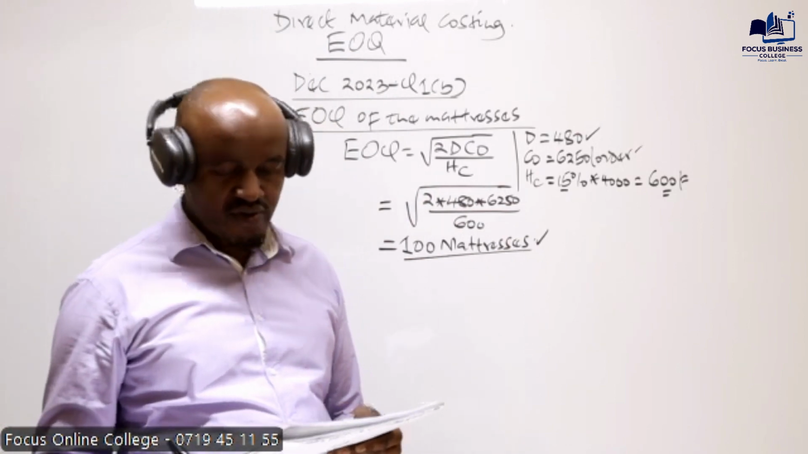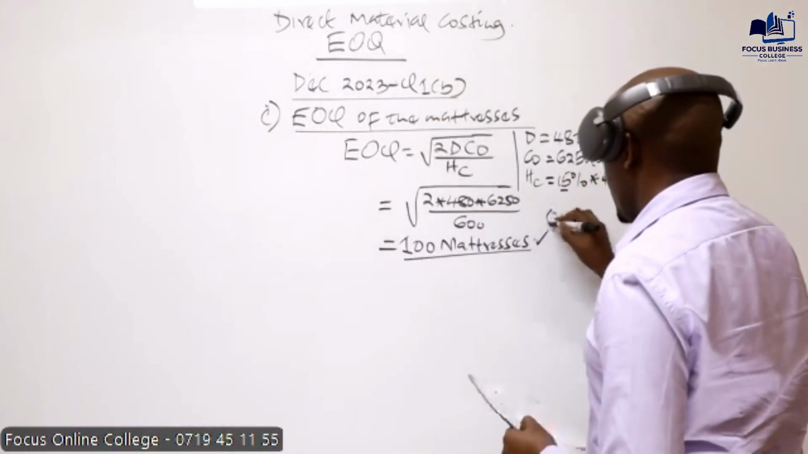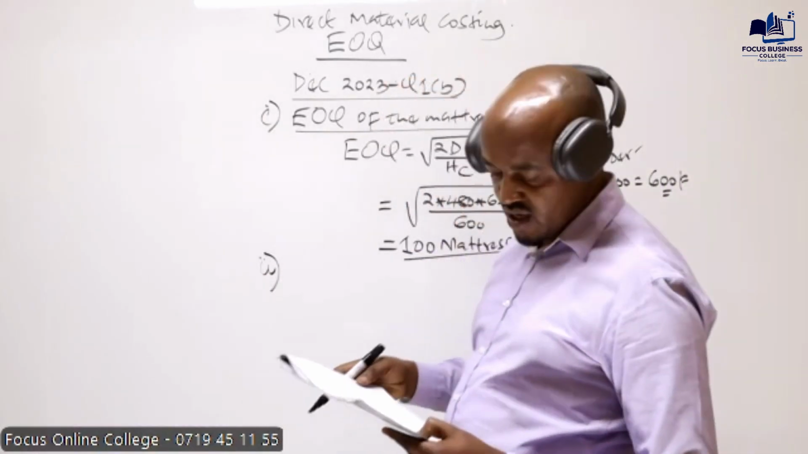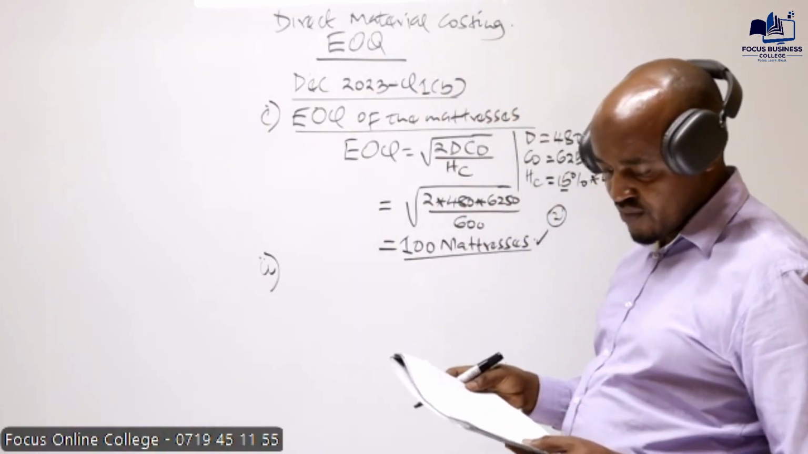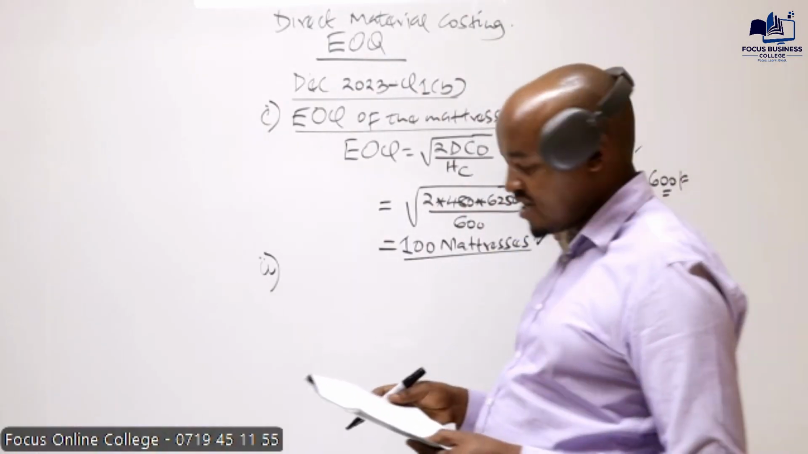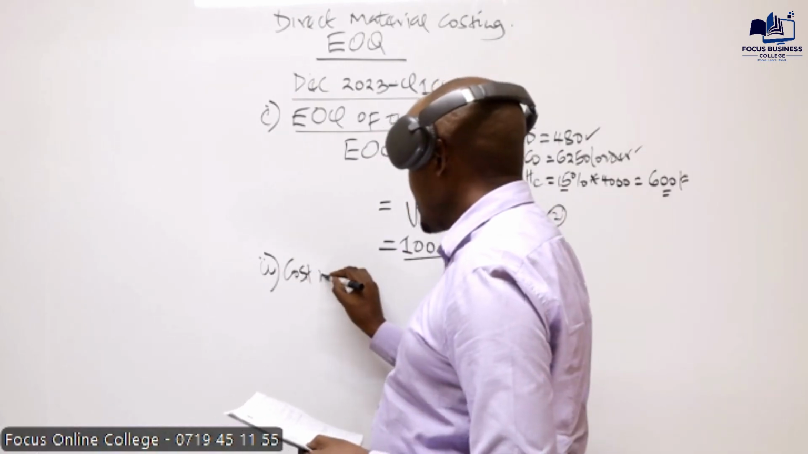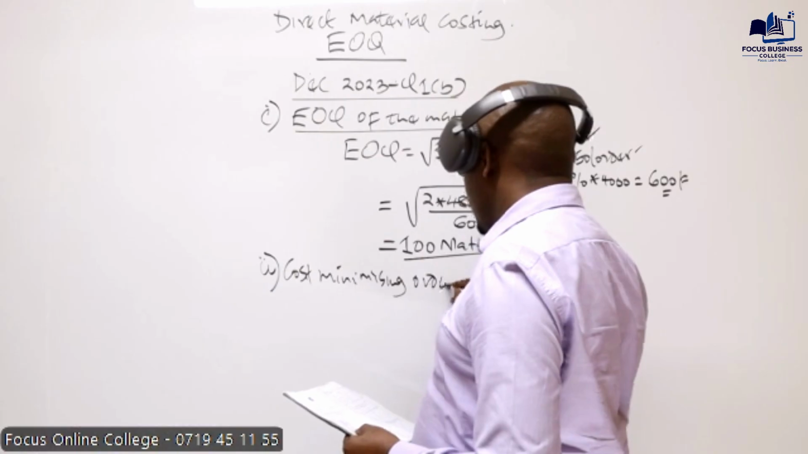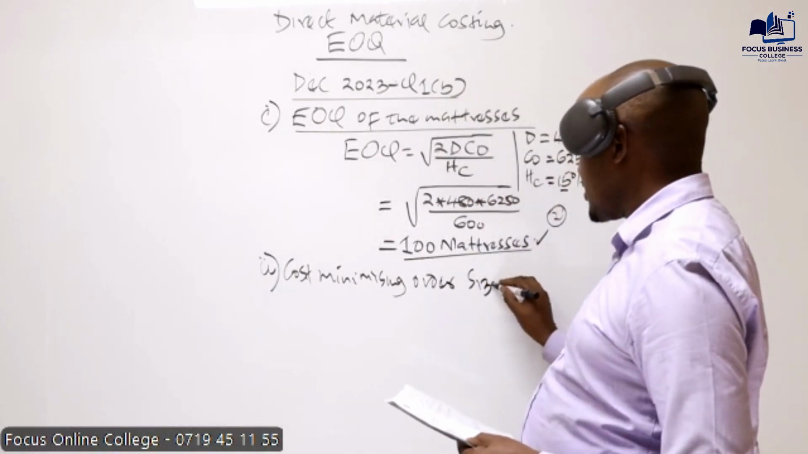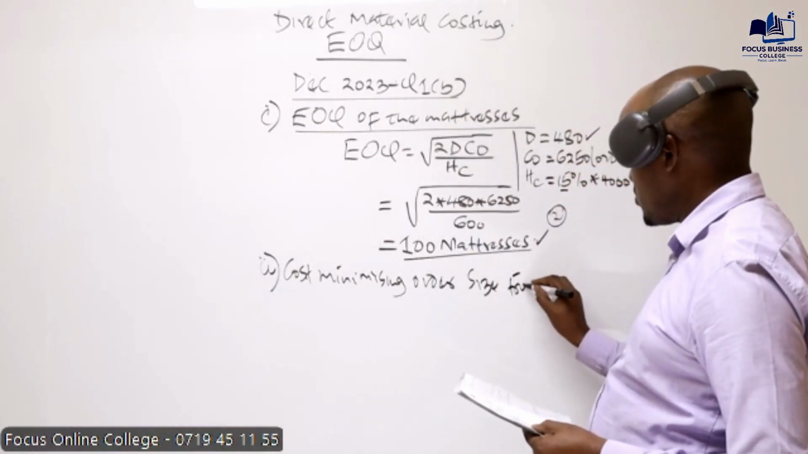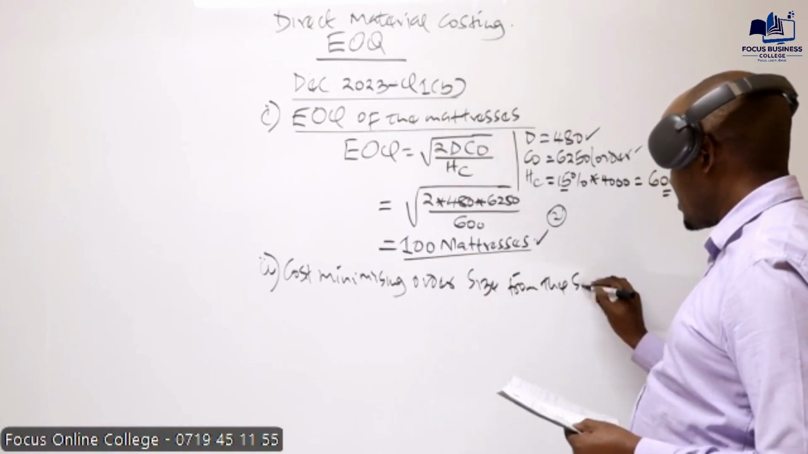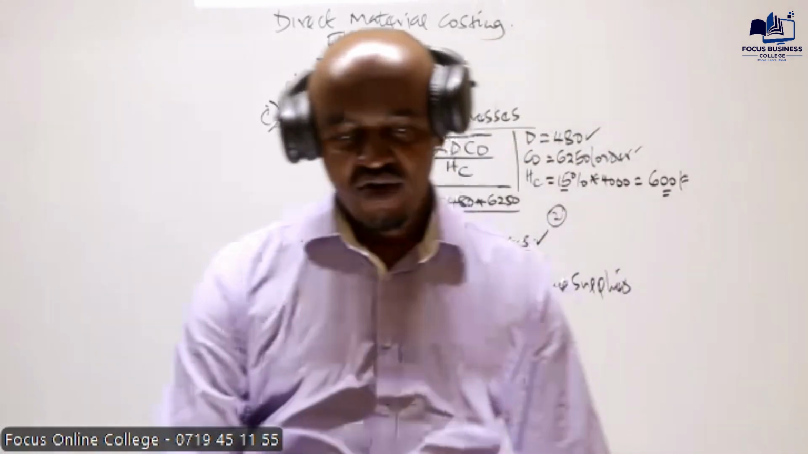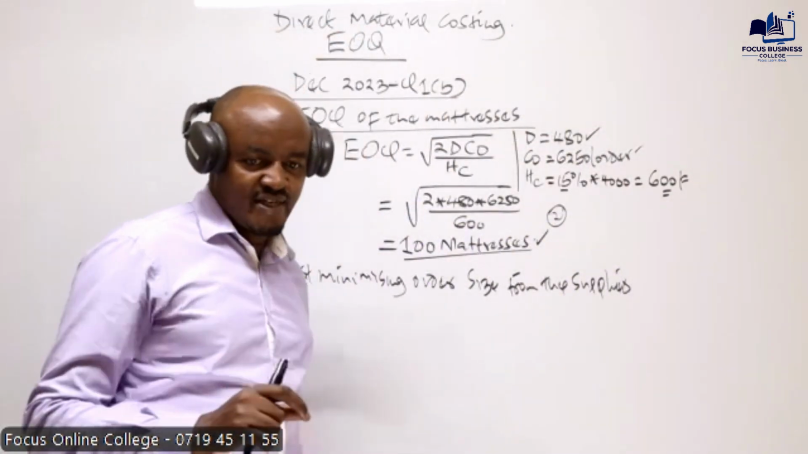That is what is required in Roman 1, and the marks allocated there were 2. Then I want us to move to Roman 2. What are we told? We are required to compute the cost minimizing order size from the supplier.